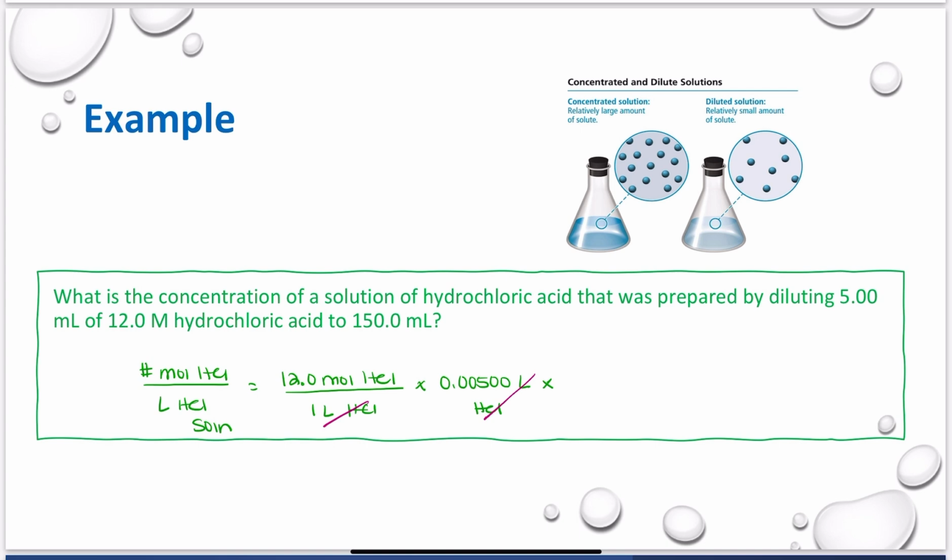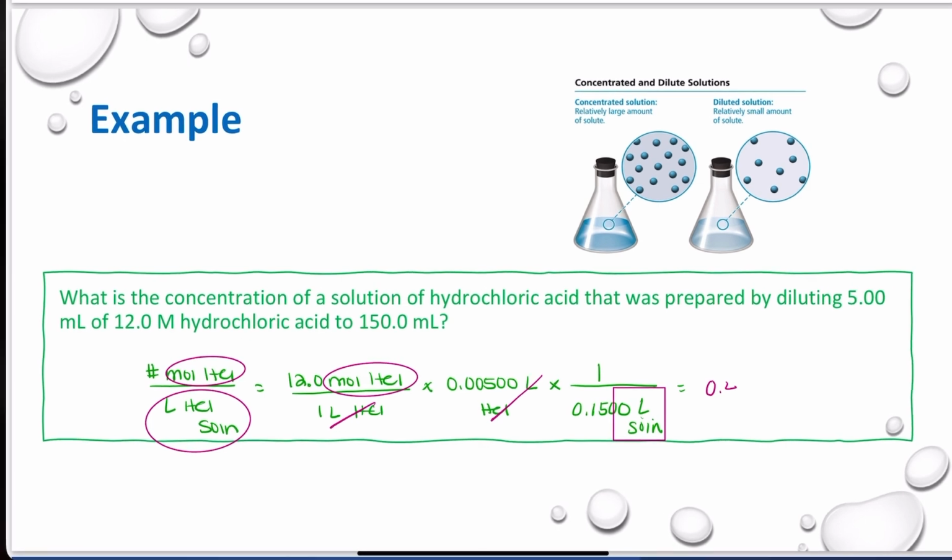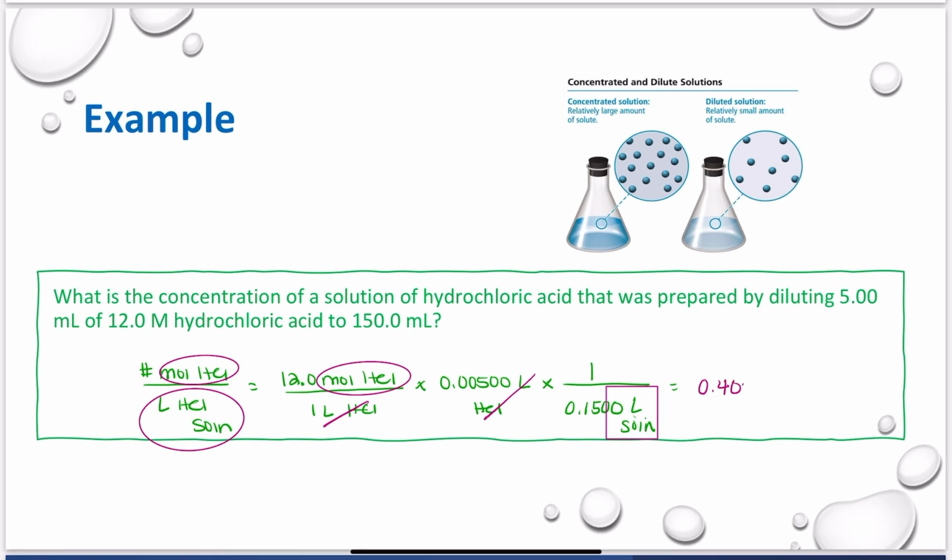Again, just cancels out my liters. And I've got my moles, which is my numerator. I've got to get that denominator in place. So I'm going to divide this by the volume. It is diluted to 150 mils, but I need that in liters, 0.1500 liters of solution. So now I look at it and I've got my liters of solution. I've got my conversion or my ratio I want, and I get a total solution here. Let's see, 3 sig figs, 0.400 molar of HCl.